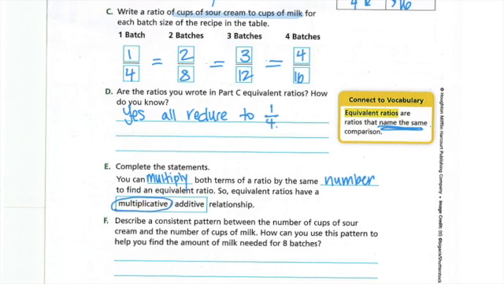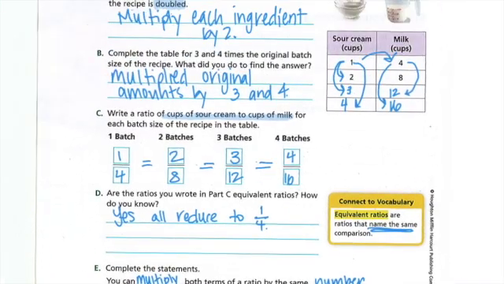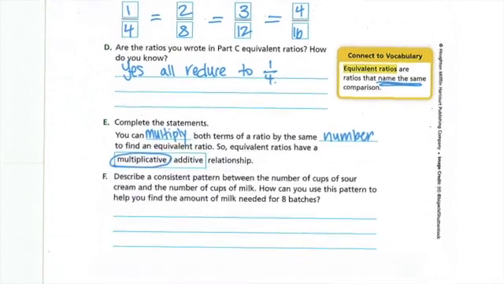Describe a consistent pattern between the number of cups of sour cream and the number of cups of milk. How can you use this pattern to help you find the amount of milk you need for 8 batches? So this is what I was saying, is we could also look across. How do I go from 1 to 4? Yeah, it's just 4 times. So the milk is 4 times the amount of sour cream.